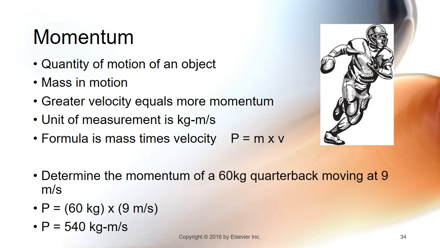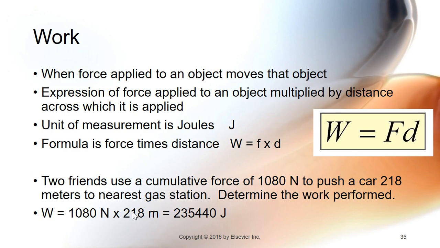By using this gentleman here who threw the football we saw earlier: if you have a 60 kilogram quarterback moving at 9 meters per second, so that's 60 kilograms times 9 meters per second, then the momentum is 540 kilogram-meters per second. So it is the mass times velocity. I hope you're not confused yet, because we have one more here. Well, we actually have a couple more.